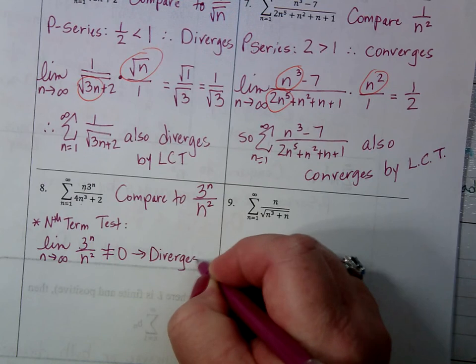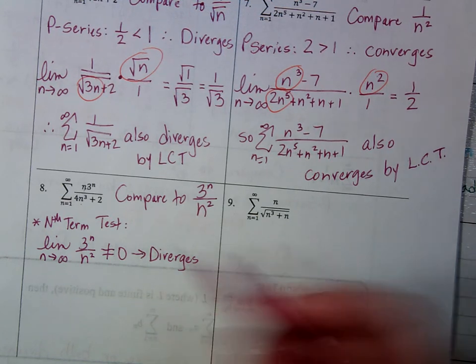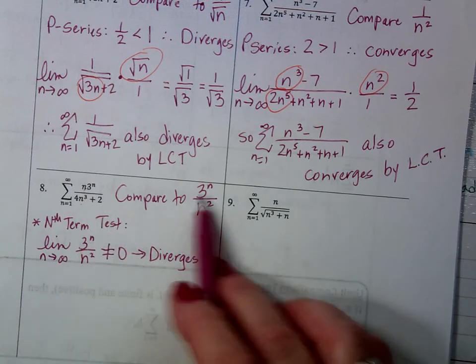You can go back and check your chart for the details of the nth term test. But anyway, that's the truth. If it doesn't equal 0, it diverges. So now I can apply, I really want to know what this guy's doing. So I used my comparison test. I decided that this guy diverges.